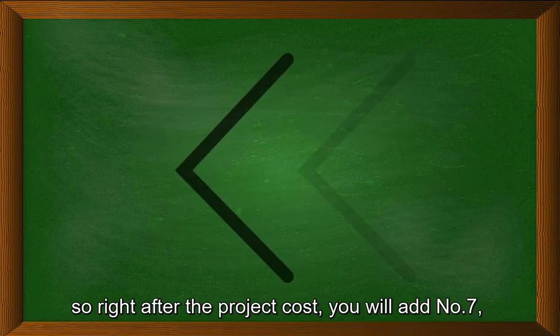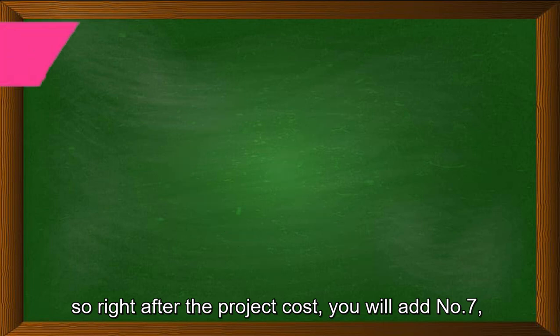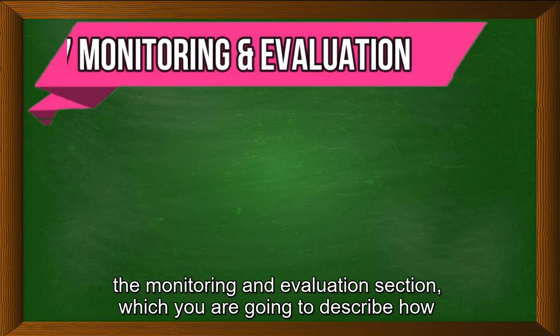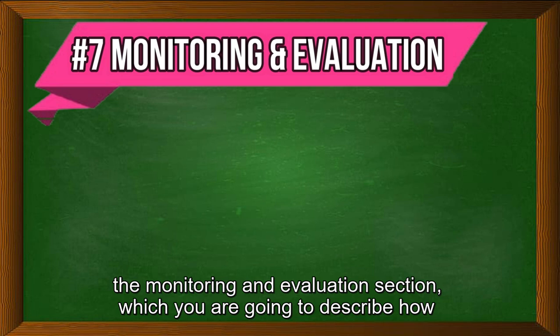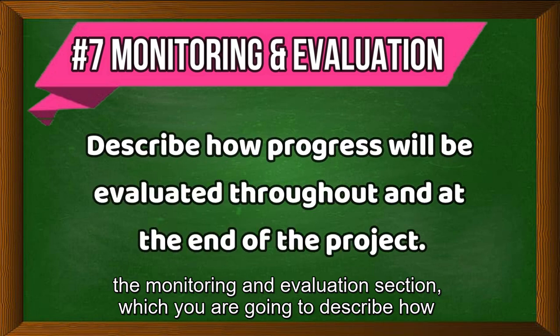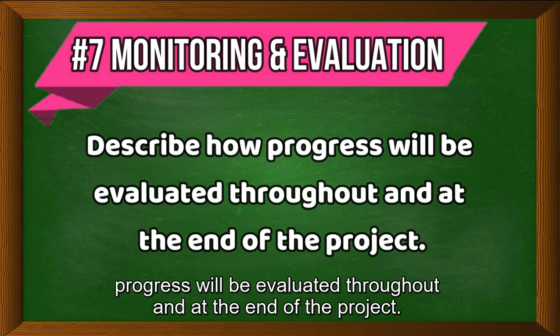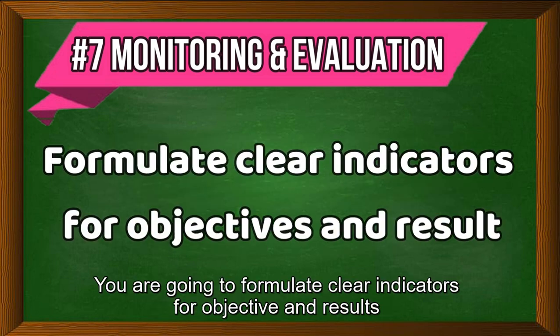So right after the project cost, you will add number 7, the monitoring and evaluation section, in which you are going to describe how progress will be evaluated throughout and at the end of the project. You are going to formulate clear indicators for objectives and results.